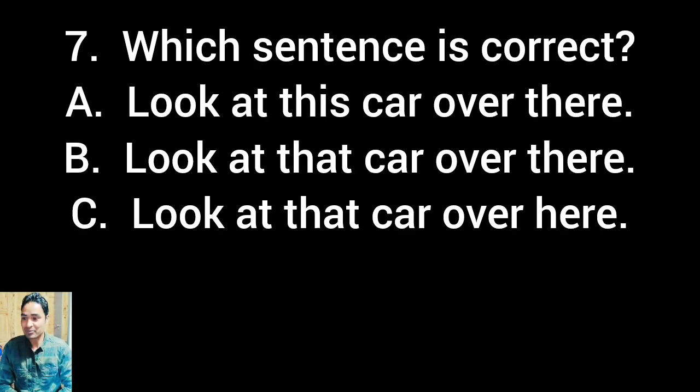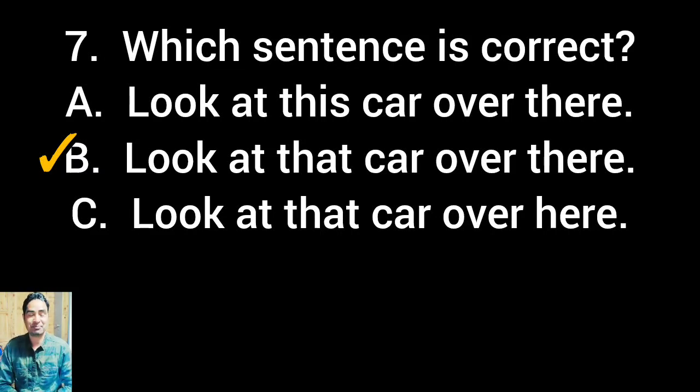Next question. Which sentence is correct? Look at this car over there. Look at that car over there. Look at that car over here. B will be the correct answer. Look at that car over there.